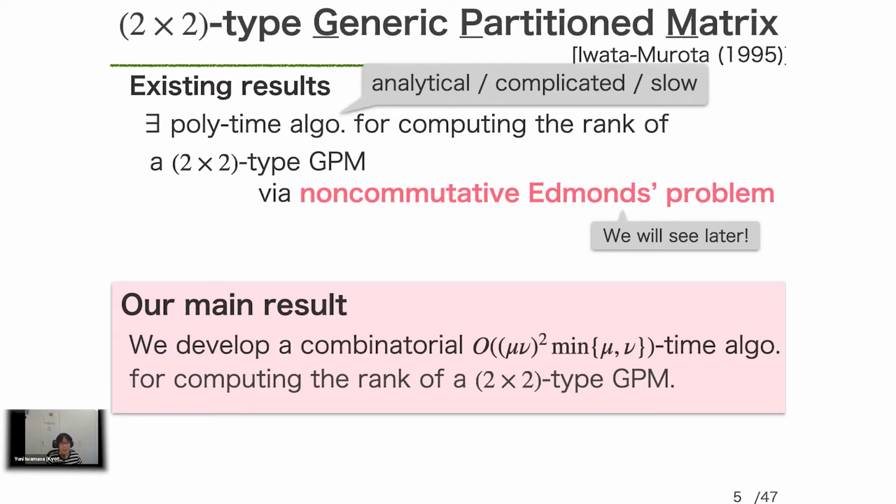The existing algorithms are analytical, complicated, or slow. So in this talk, we develop a combinatorial, relatively simple, and faster algorithm for our problem. This is our main result. Before introducing our result, let me introduce related problems and results.